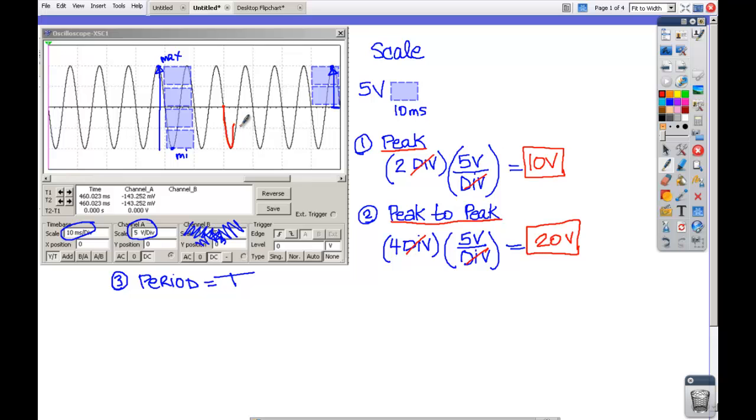for one complete cycle. And I'm not too good at lining this up, but you get the point that this would be one complete cycle. So I really want to know this distance from start to finish. How much time does it take to complete one whole cycle? So if you notice here, it takes one box or one division from start to finish. So that's one division.